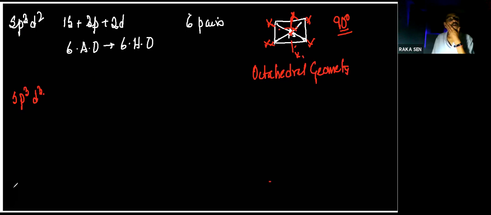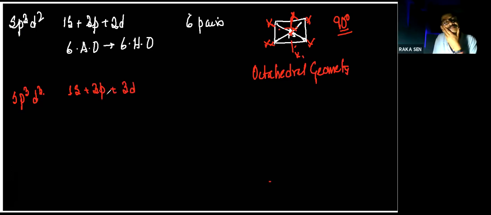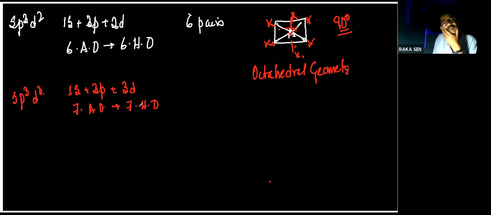Okay? So how many have you got? 1 S plus 3 P. This is not entirely in your syllabus, but I'm doing this: 3 P plus 3 D. So one S, three P's and three D's. So how many atomic orbitals? You have taken 7 atomic orbitals. So how many hybrid orbitals will you get? 7 hybrid orbitals. How many electron pairs? 7 pairs.